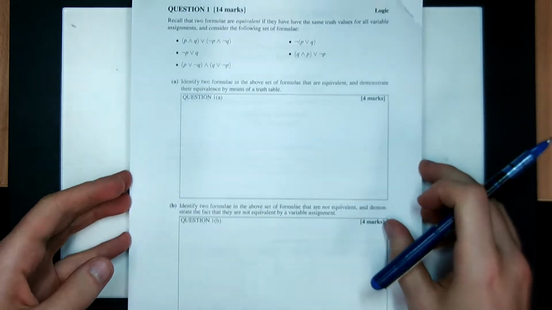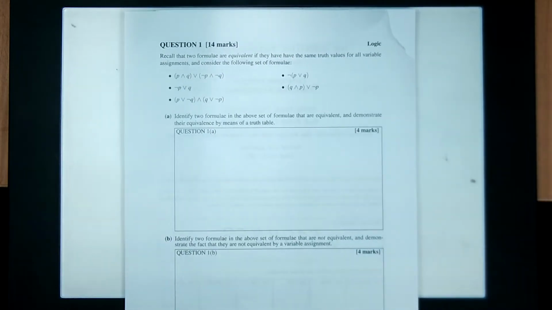Okay, let's have a look at the first question. Recall that two formulae are equivalent if they have the same truth values for all variable assignments, and consider the following set of formulas. So we've got 5 formulas to pick from. Okay, the first thing: identify 2 formulas in the above set of formulae that are equivalent and demonstrate their equivalence by means of a truth table.